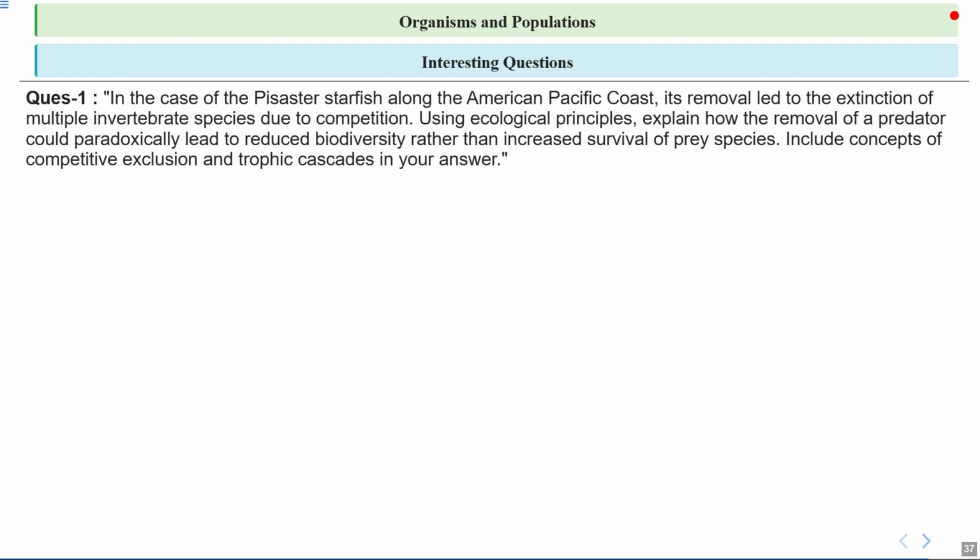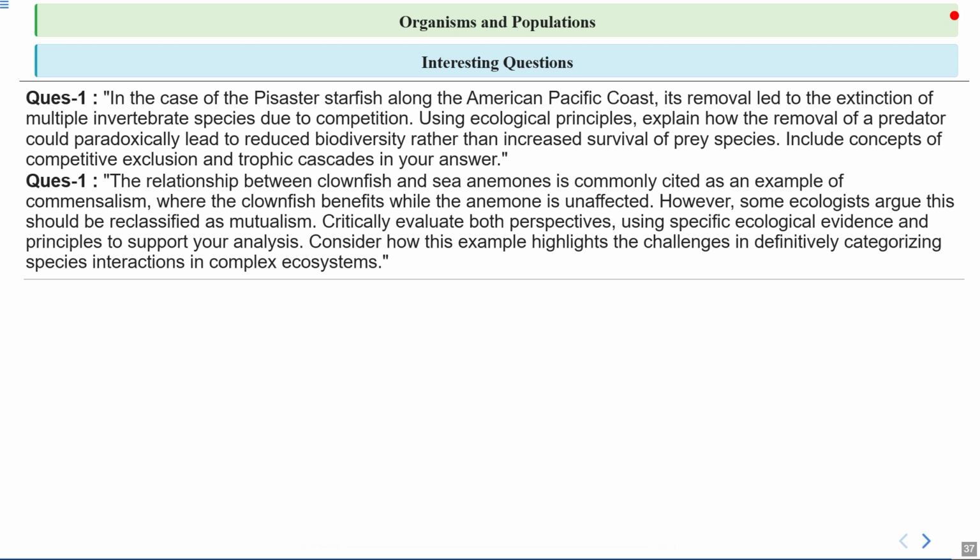You have to include the concept of competitive exclusion and trophic cascades in your answer. Next question: the relationship between clownfish and sea anemone is commonly cited as an example of commensalism, where the clownfish benefits while the anemone is unaffected. However, some ecologists argue that this should be reclassified as mutualism. Critically evaluate both perspectives using specific ecological evidence and principles to support your analysis.